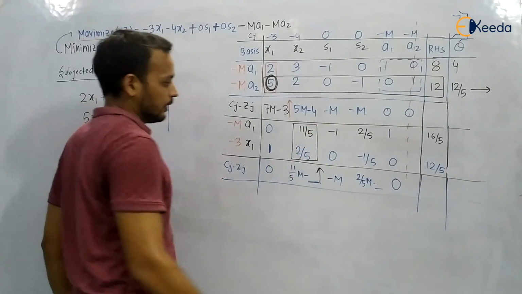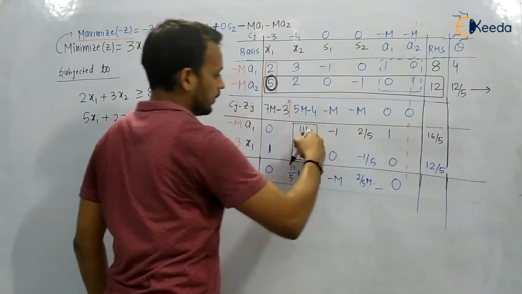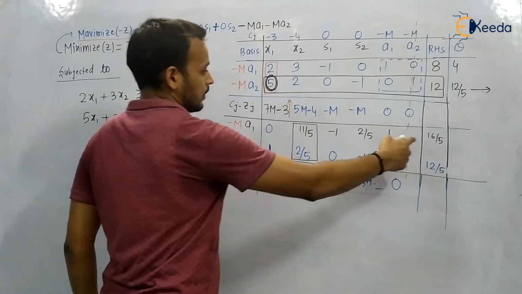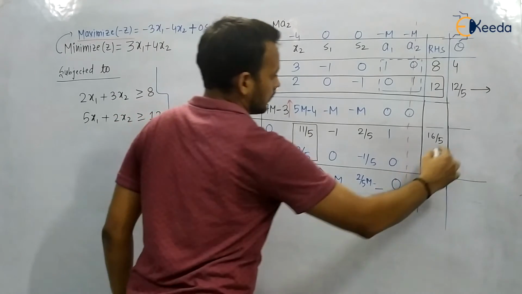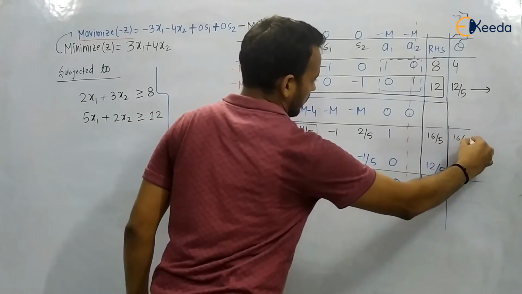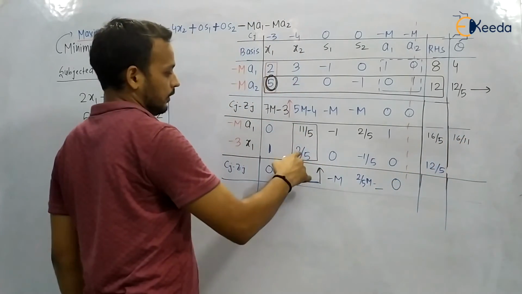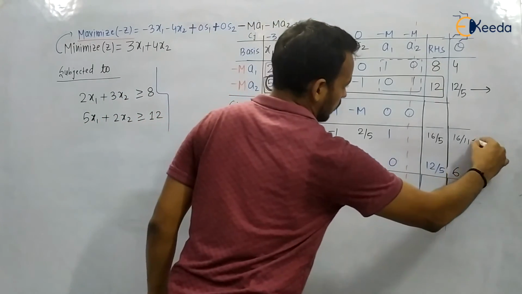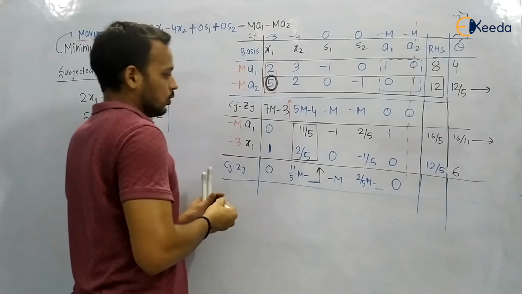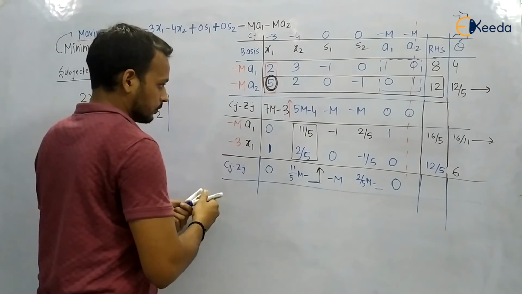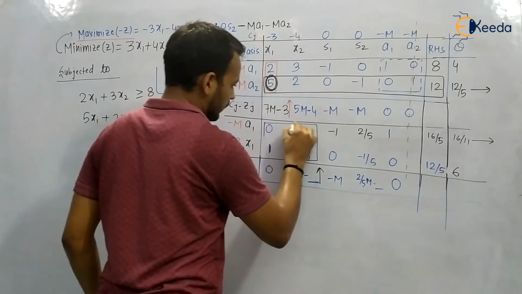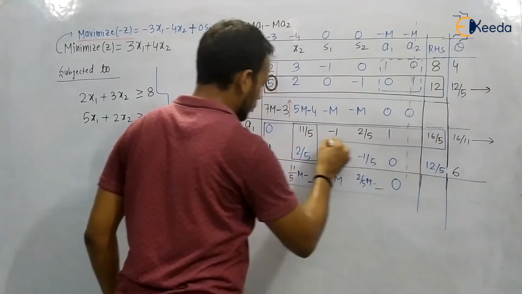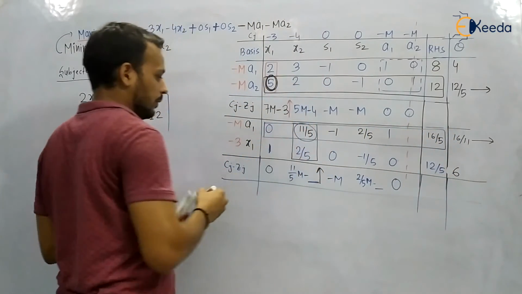Okay, now divide the RHS value with the coefficient. 16 by 5 upon 11 by 5. This is going to be 16 by 11. Okay, and 12 by 5 upon 2 by 5. This is going to be 6. So this is going to be the outgoing. Okay, outgoing. So this is our key row, and this 11 by 5 is our pivot element.